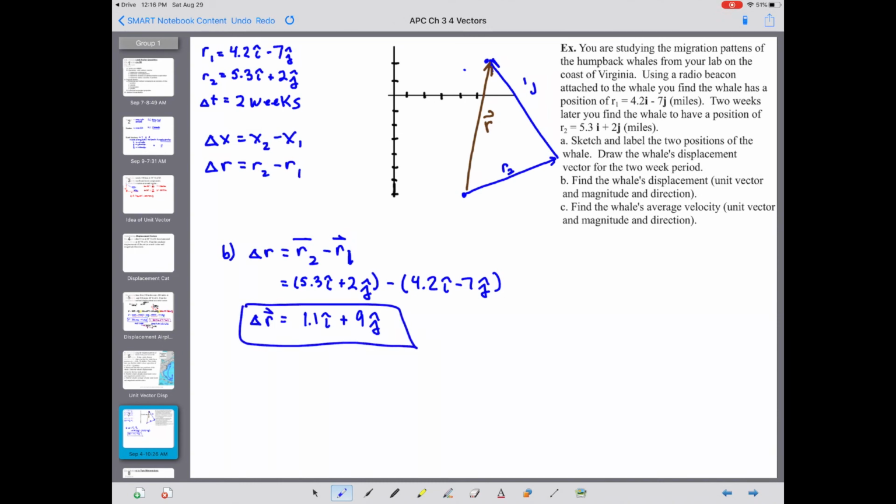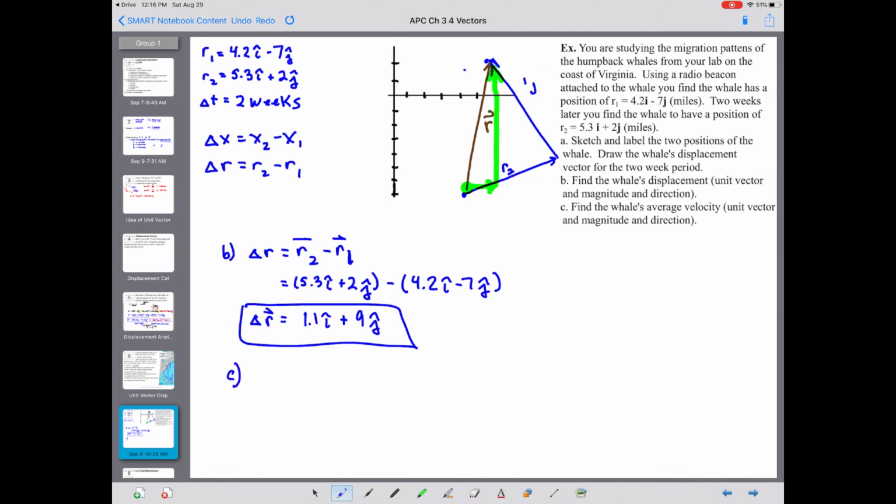So if you think about it, for my resultant vector up here on the diagram, I moved 1.1 to the right, and I moved 9 upward in the j direction to be able to get to the other end of that resultant. That's what that's telling you.